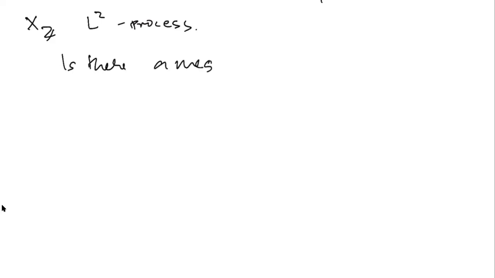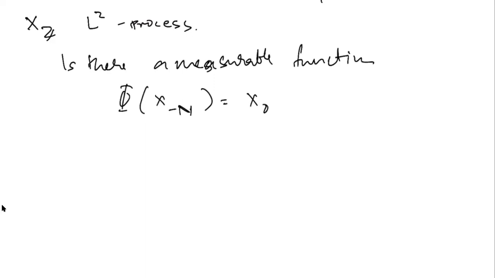So let's keep the definition the same. Okay, so x sub z, now these are infinite valued, and we will call this an L2 process. And we want to know when this is predictive. So this would correspond to: is there a measurable function phi such that phi of the past is equal to x0? If there is such a measurable function, we can call x sub z deterministic.